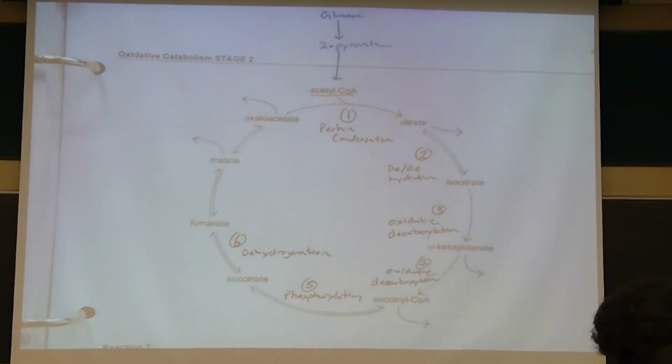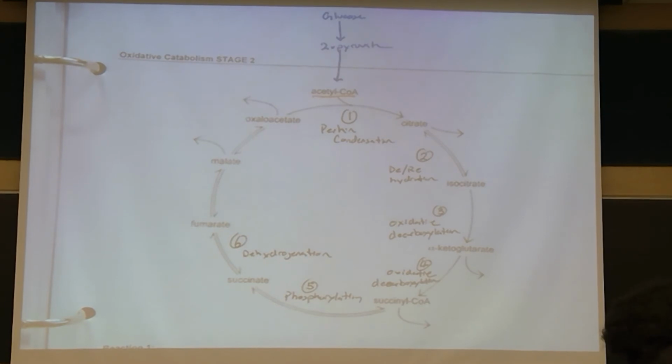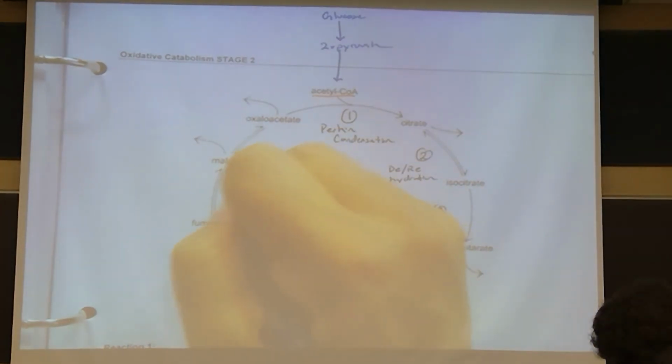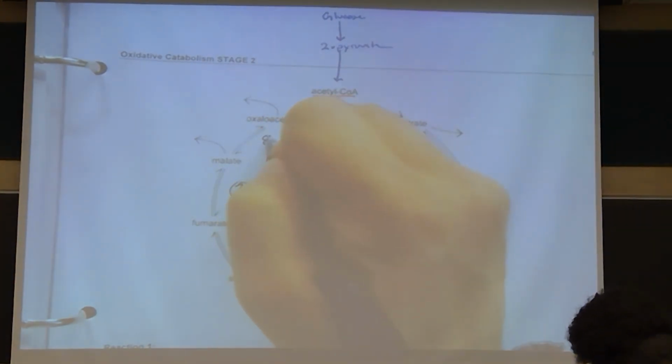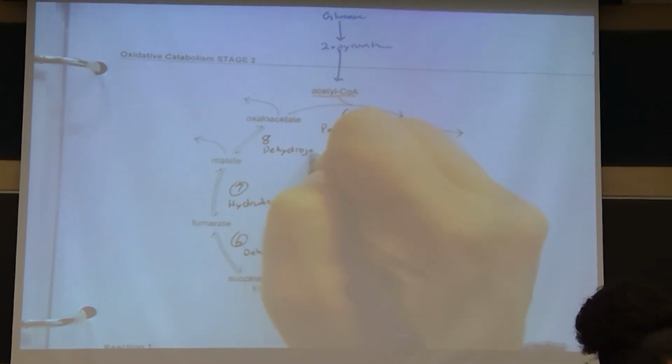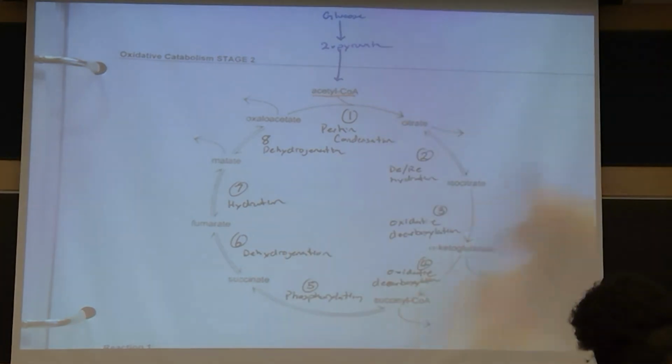Step 6 is a dehydrogenation reaction. What is involved in this? We're losing what? Electrons and hydrogens? Step 7 is a hydration reaction. Step 8 is a dehydrogenation reaction.